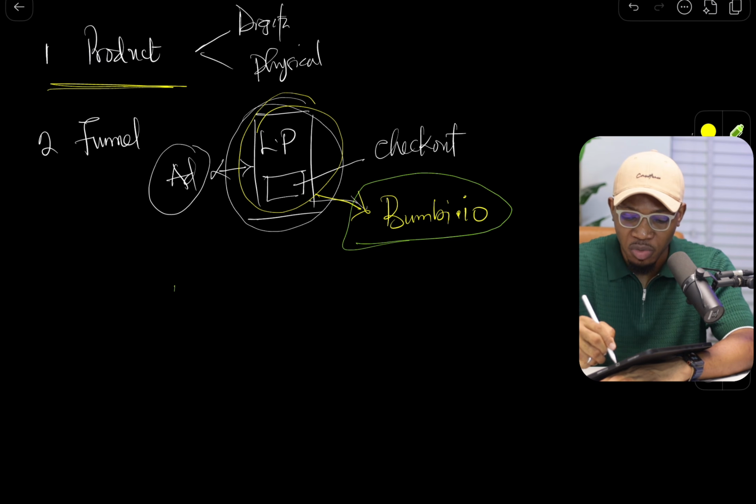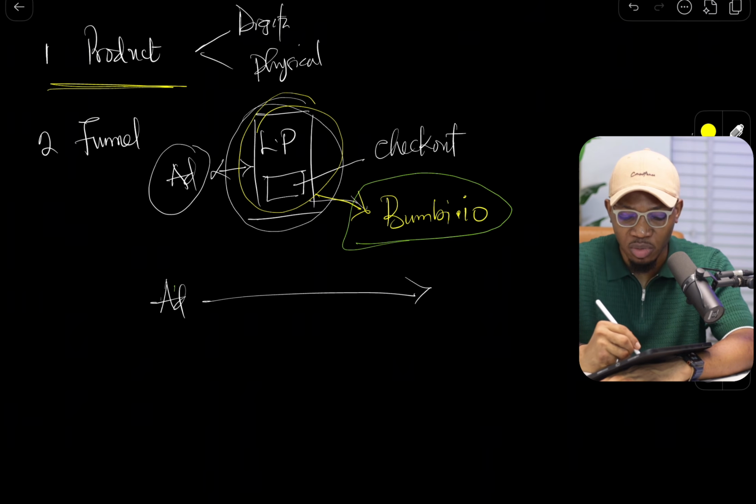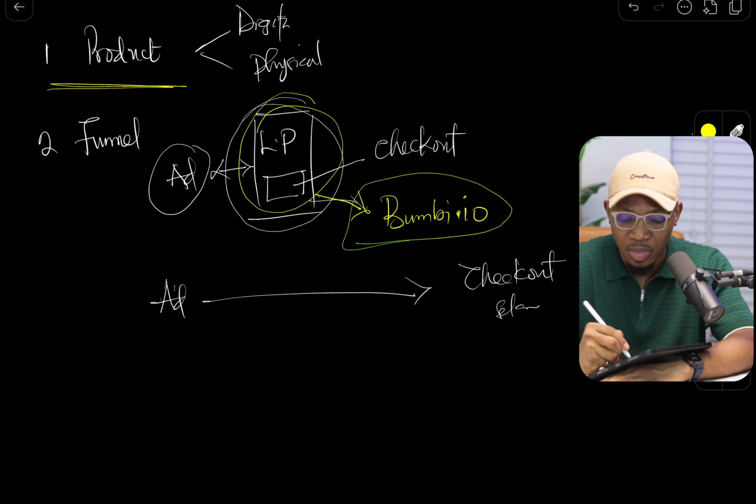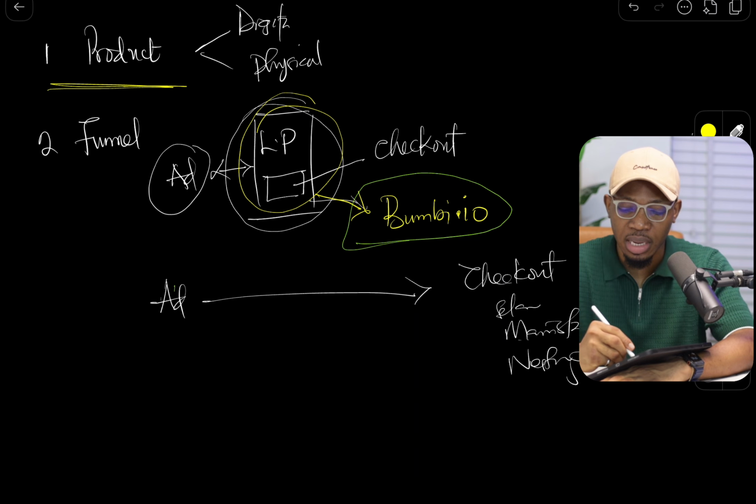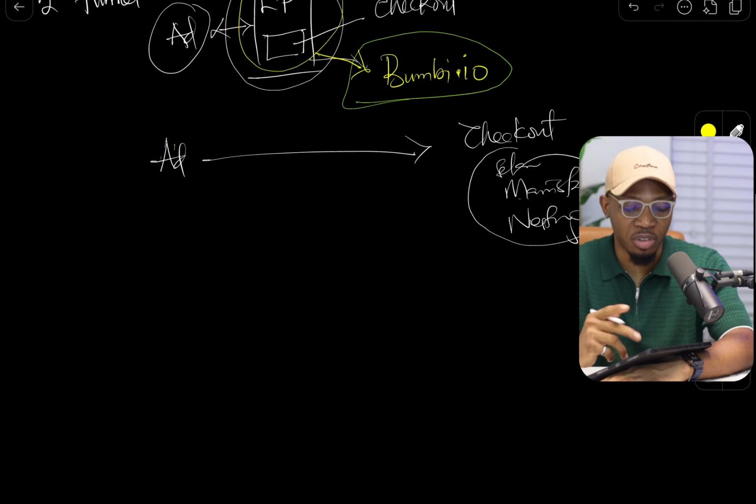Most people do something really crazy, and I don't know why they do that. They move people from their ad and they move this traffic over to their checkout URL. And this checkout could be your seller, it could be your main stack, it could also be maybe your next huge. I don't know why you're moving people from your ad to your checkout URL. That's a very wrong funnel process.